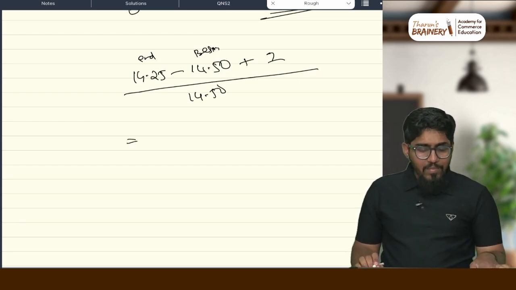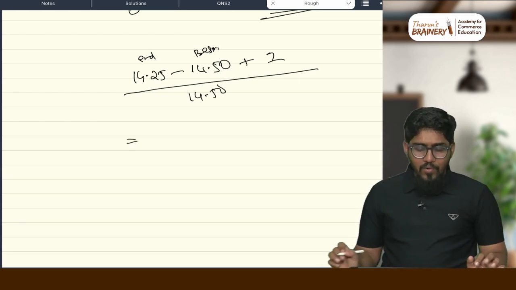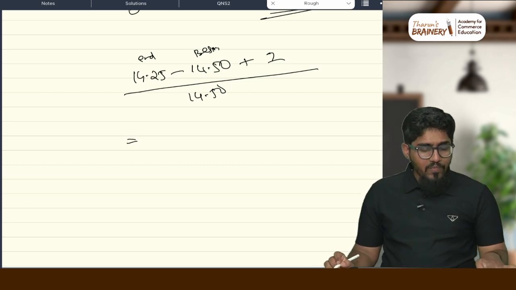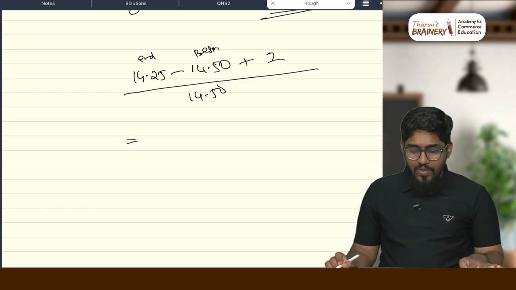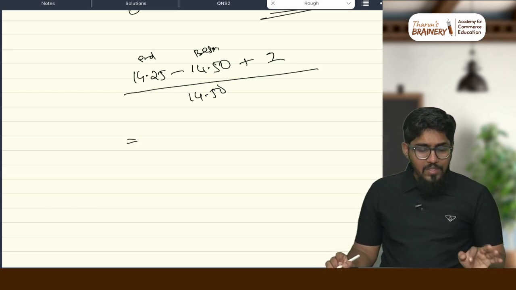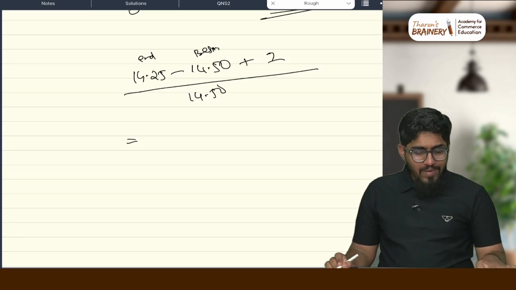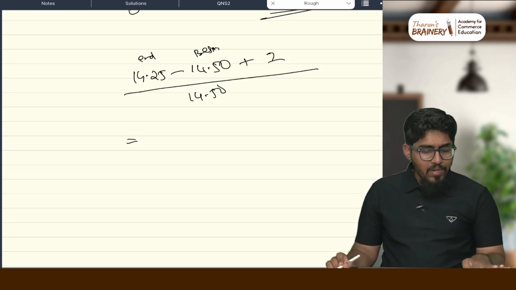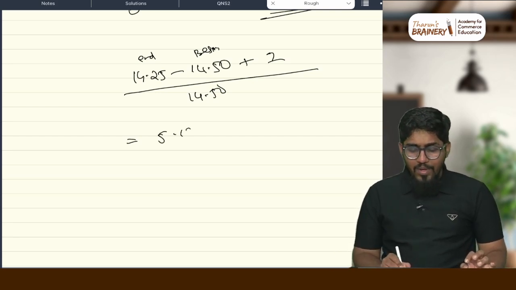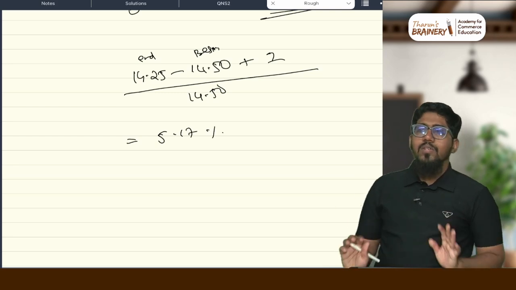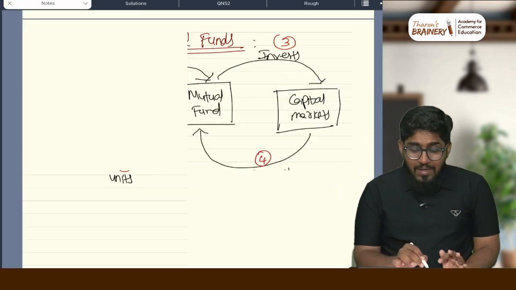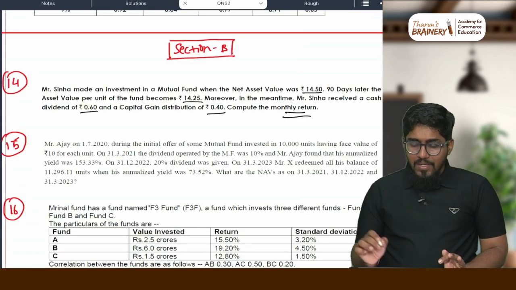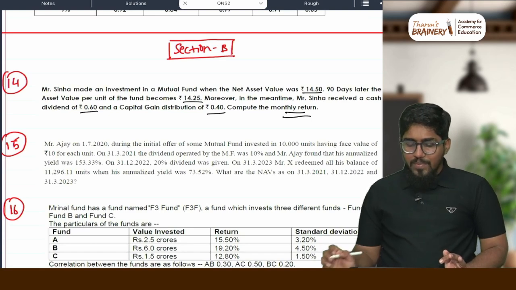So what is the return from the fund? 14.25 minus 14.50 is minus 0.25. Okay, it is minus 0.25 plus 1 is equal to 0.75, divided by 14.5 into 100 is equal to 5.17 percentage. So this is the return from the fund. But now I should not see this return because the question is not return, the question is monthly return.